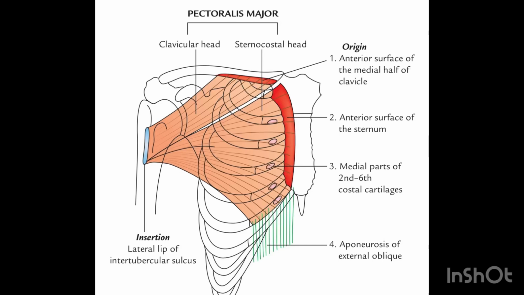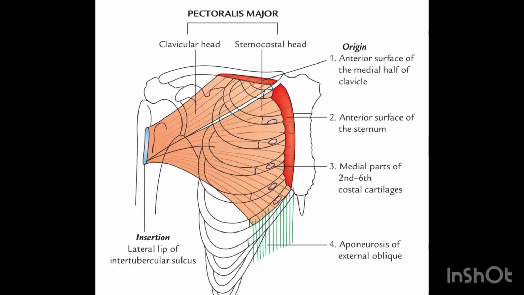While the sternocostal head is originating from three places here: sternocostal, sternum, and costal. So the sternum is the anterior surface of the sternum, which is from the manubrium down to the xiphoid process. Also it's coming from the superior six costal cartilages, and below it is coming from the aponeurosis of the external oblique muscle. So very easy.